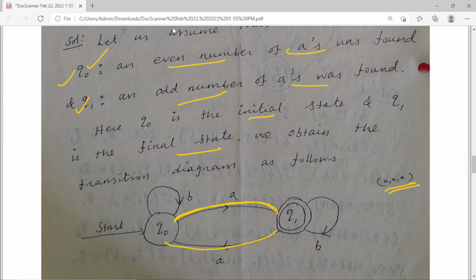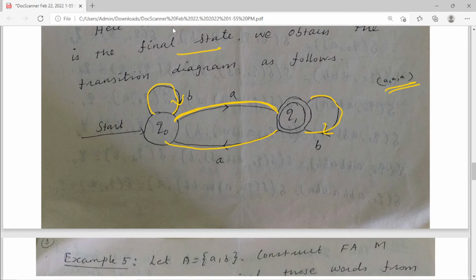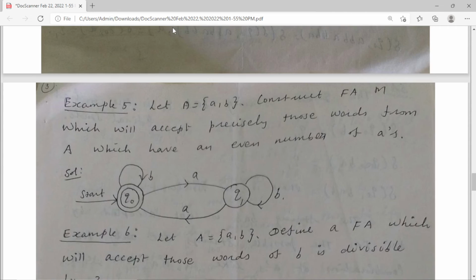Next, how can we label the B? You can draw a loop like this. After reading B, you are at the same state, so there is no change. We are concentrating only on A's. To connect B's, we just draw a loop like this. This is an automata accepting all strings with an odd number of A's.